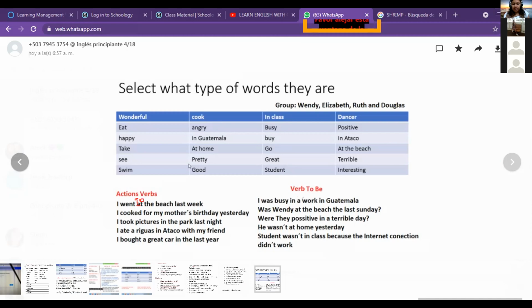I was busy in, we could say I was busy with work. Okay, I will try to draw it like this. I was busy with work in Guatemala. Was winning, yes. Were they positive? Oh, in a terrible day, good.